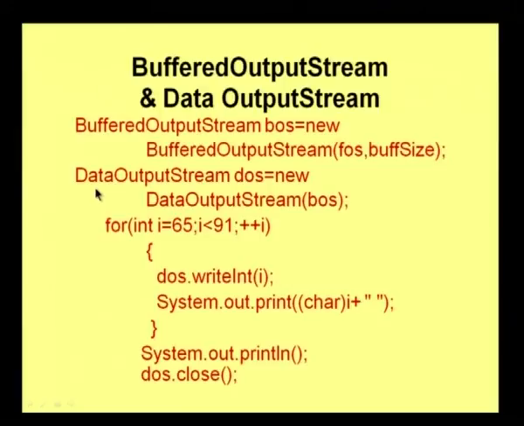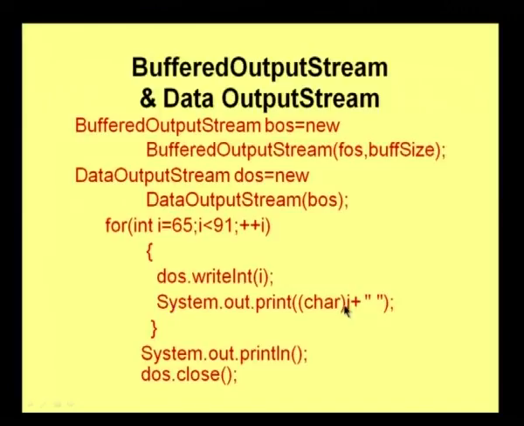So then I am going to have a data output stream. This data output stream in turn takes a buffered output stream as the parameter. So whatever contents I write into my data output stream will be written into the buffered output stream and then into the file output stream. So now you can see that I am trying to write integer values, from 65 to 91.